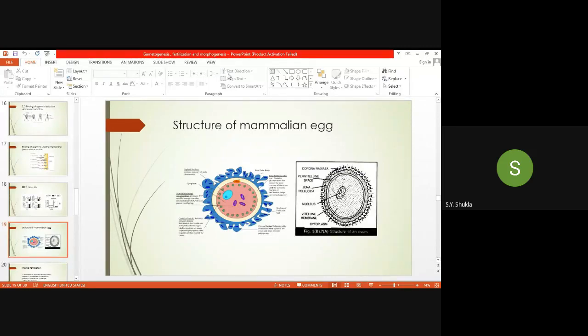In the mammalian egg, we saw that there is an outer layer of cumulus and corona radiata cells, then the perivitelline space, then the zona pellucida. Inside that there is a nucleus, and in the cytoplasm there are cortical granules and mitochondria suspended in it.